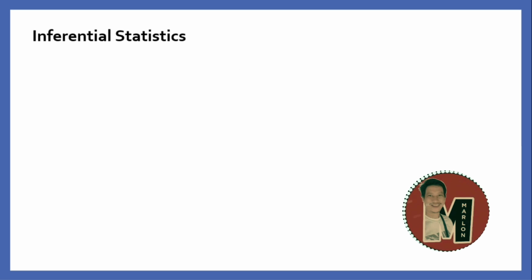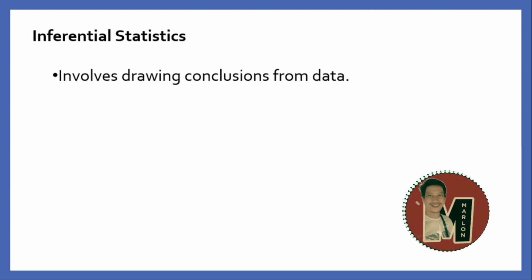Inferential statistics involves drawing conclusions from data. Inferential statistics help make conclusions about a population based on a sample of data. For example, after testing 50 students, you might conclude that 80% of all students at a school are passing the course.